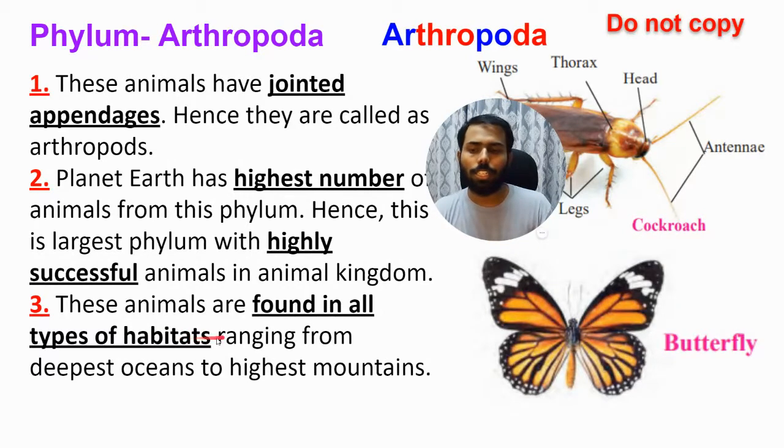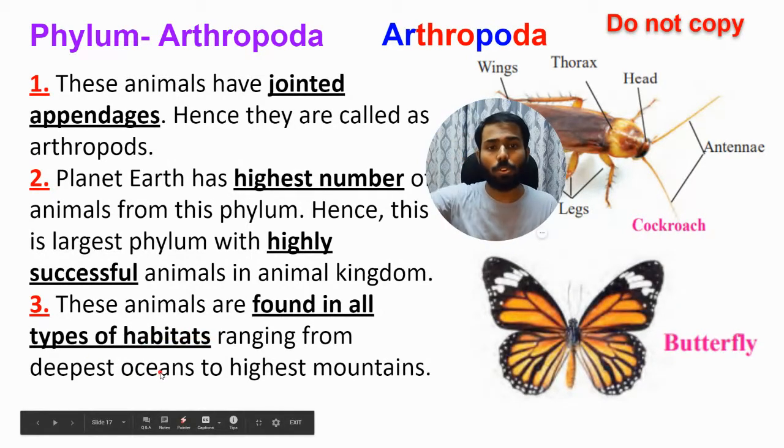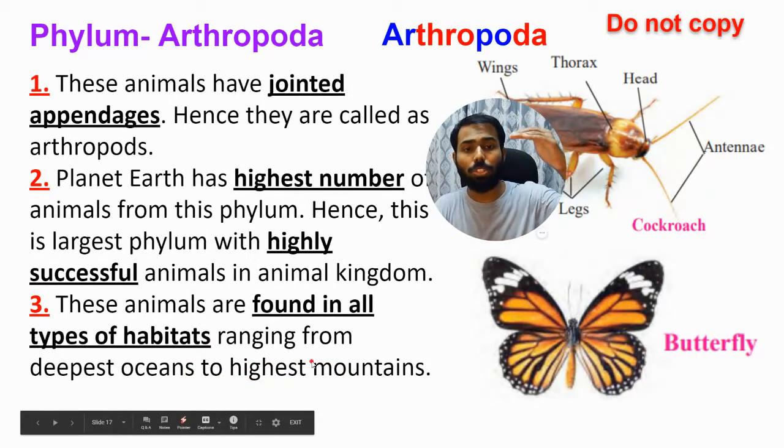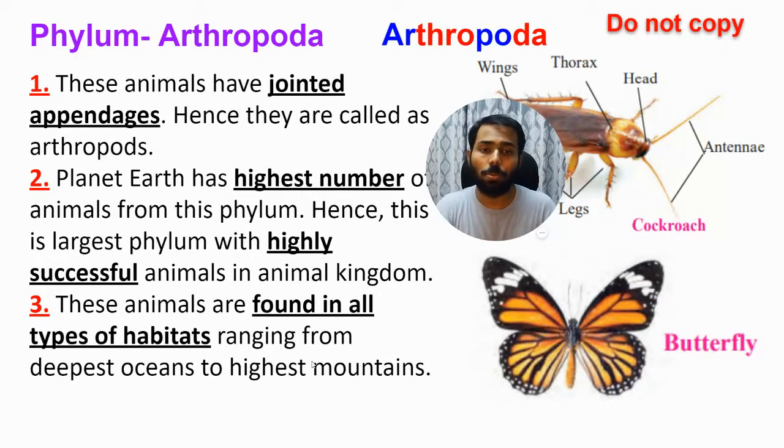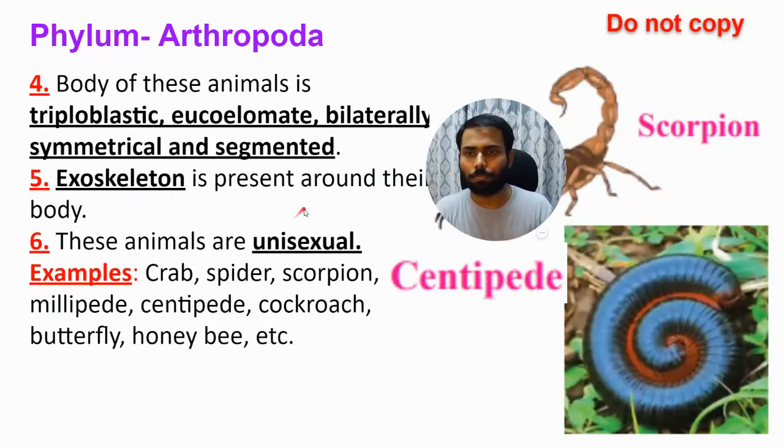So habitats ranging from deepest oceans, बहुत ज्यादा deep ocean होगा वहां पे भी तुम्हें वो मिलेगा, and highest mountains, बहुत ज्यादा high, बहुत ज्यादा ऊंचा mountain होगा वहां पे भी तुम्हें arthropoda के animals मिलेंगे. That's why it's called as so. It is called to be a successful animal, क्योंकि हर जगह पे हर अलग अलग environment में तुम्हें वो मिल रहा है. Okay.